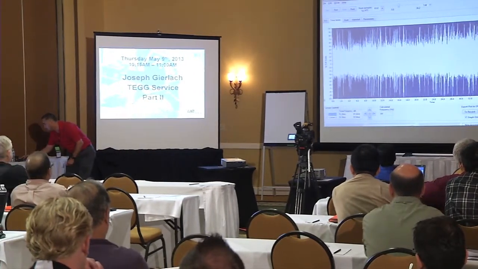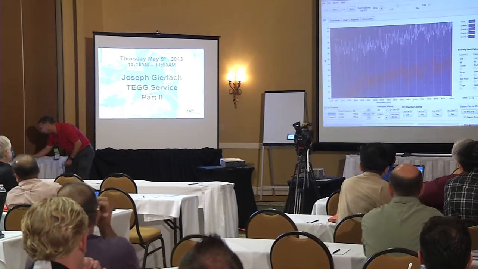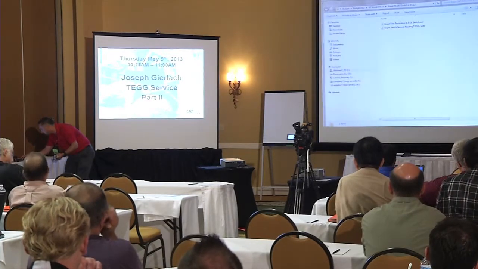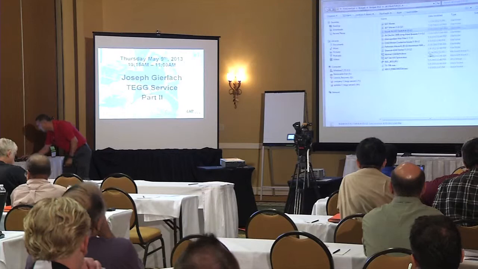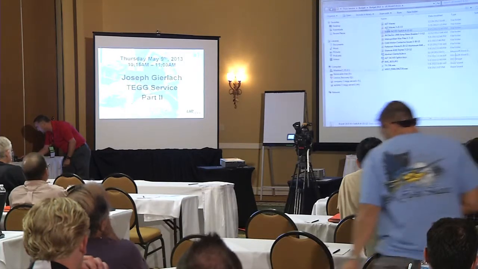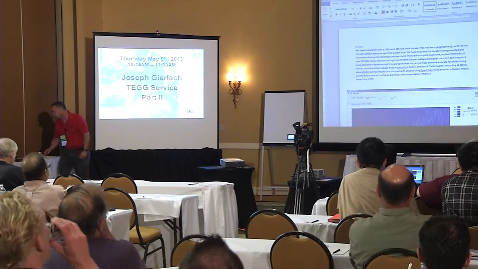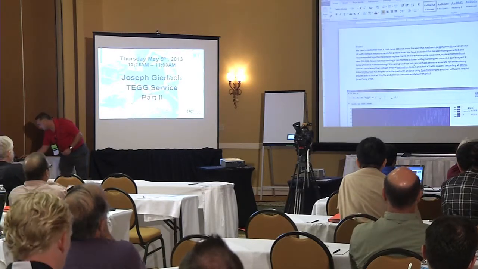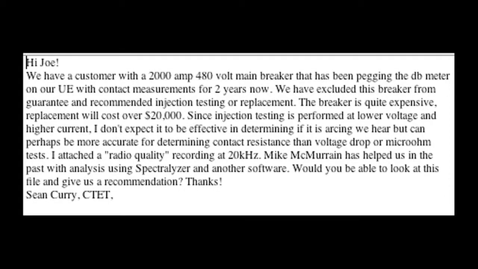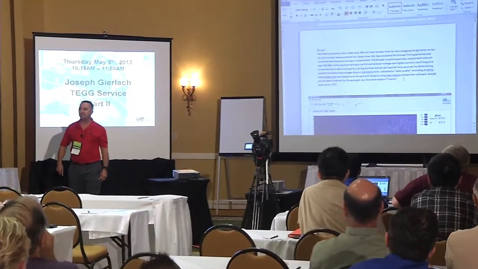Let's pick one more here, and I know I'm pressed for time, but let's do this main breaker right here. I actually had a write-up here that the guy sent me. He says, got a customer with a 2,000 amp 480 volt main breaker that has been pegging the dB meter on our contact probe. Oh, really? Well, back your sensitivity down.